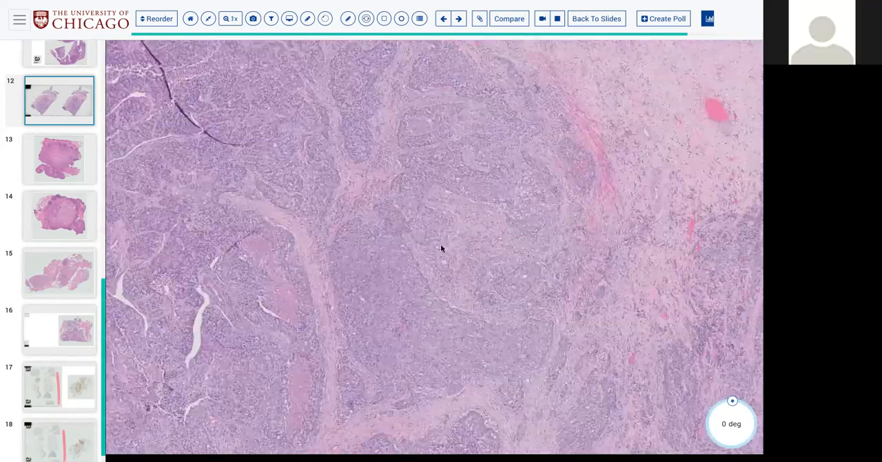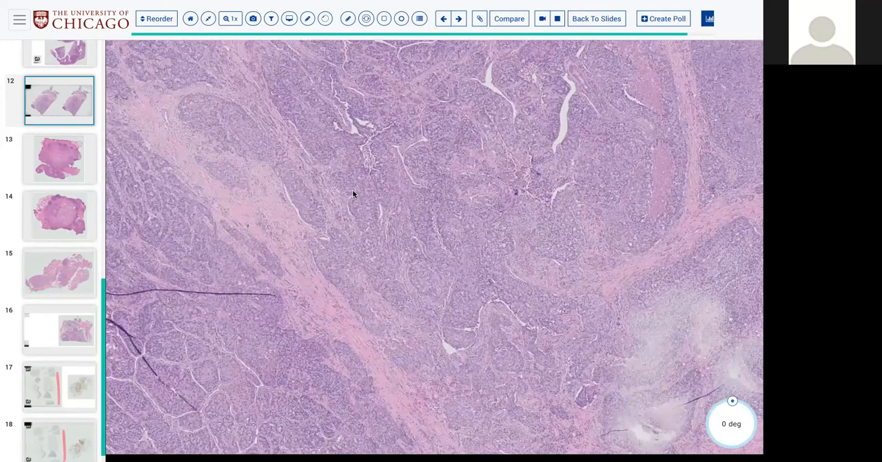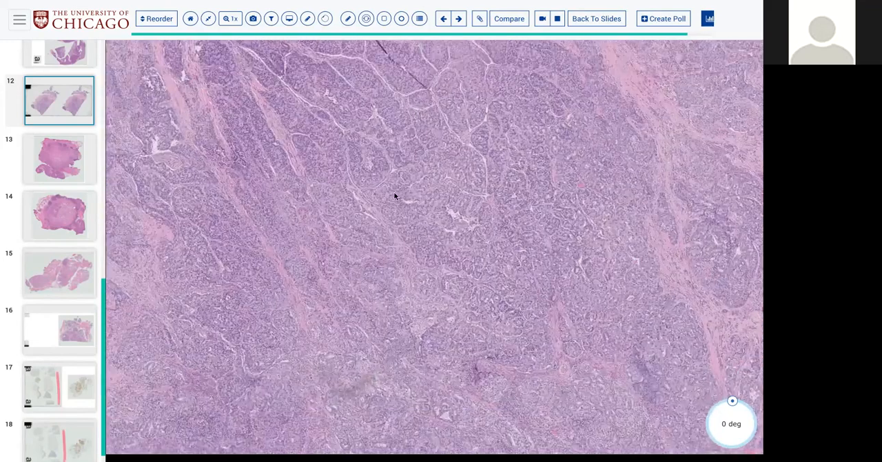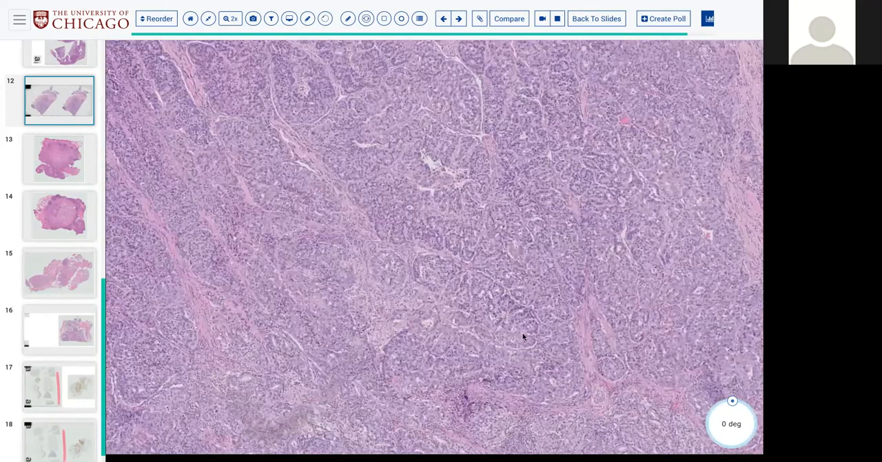Maybe this is a mucoepidermoid carcinoma, right? It looks like there's necrosis. Maybe this is a mucoepidermoid carcinoma.